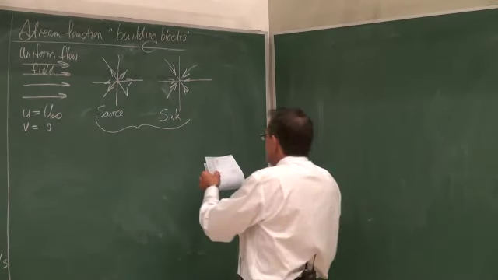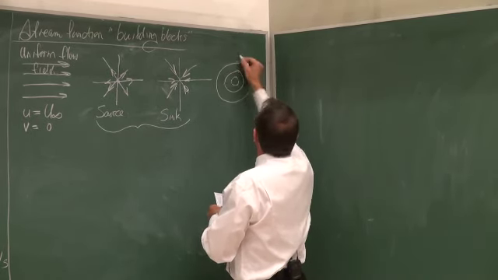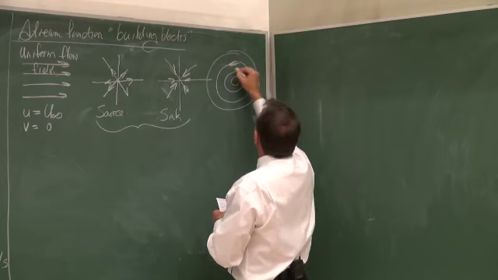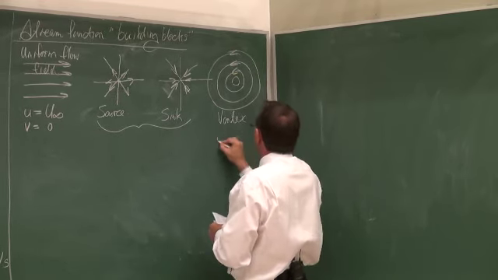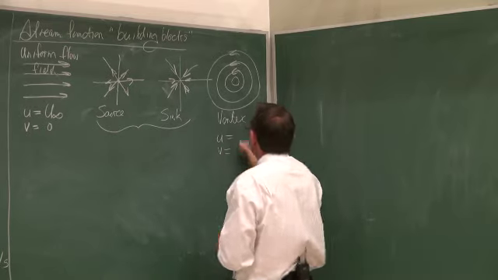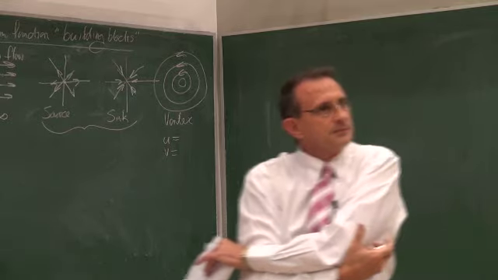And the third type is the vortex. The vortex looks like this. And again, for the vortex, the U component and the V component, you can go and get it in the textbooks.